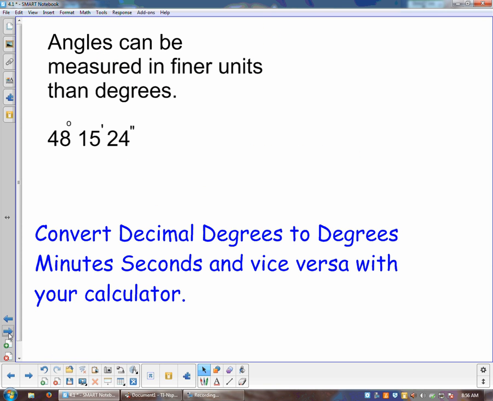And I think that where we kind of left off was maybe right here. So let's pick it up from right here. Angles can be measured in finer units than degrees. So for example, 48 degrees, 15 minutes, 24 seconds is how we would read this.